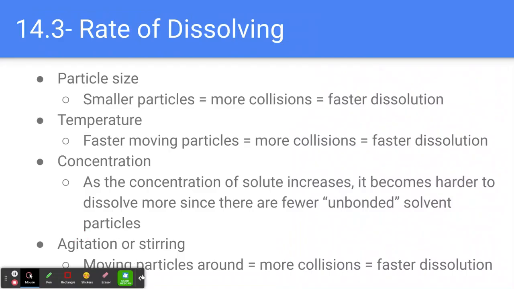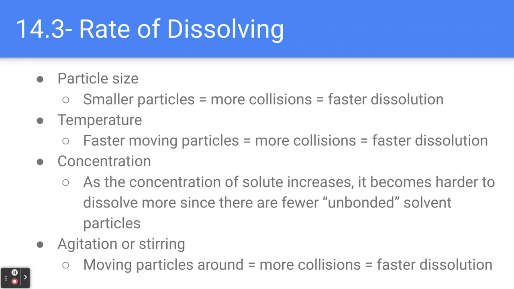All right, so when we think about the rate of dissolving, what we're really thinking about is how many collisions happen between the solvent and the solute. The more collisions you have, the faster you can dissolve things. So if we want to increase the rate of dissolving, we can change the particle size. Let's say that we have a big chunk of sugar versus little tiny granules of sugar. The tiny granules of sugar would dissolve faster.